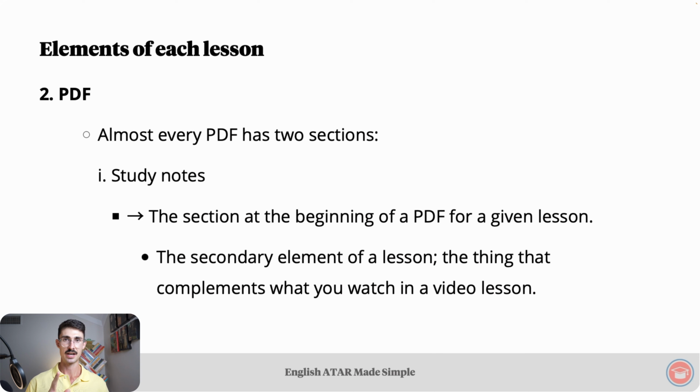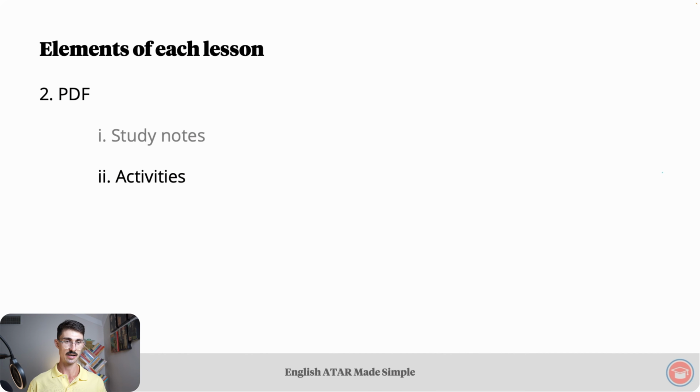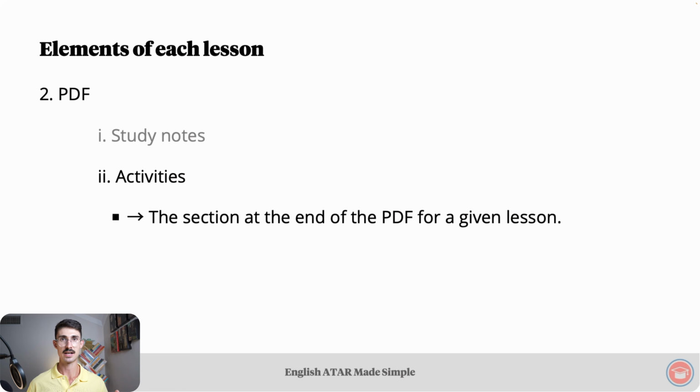That's the first section of the PDFs. What's the second section? The second section are the activities. The activities are the section at the end of a PDF for a given lesson. What you'll notice in Module 1 is that most of the lessons don't have any activities that you need to do. They're really just laying some groundwork and trying to get you in the right headspace to then start Module 2, which has activities. And in Module 1, there's only one lesson that has activities, and that will be the lesson on goals and habits.